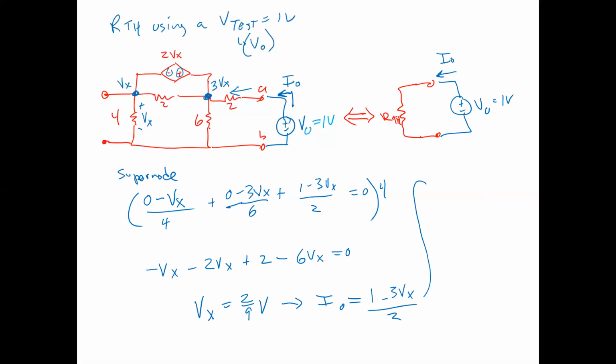And that's 3 times 2/9, so that equals 3 times 2/9 over 2. And that's 2/3, so 1 minus 2/3 over 2, which is 1/3 over 2, which is 1/6.